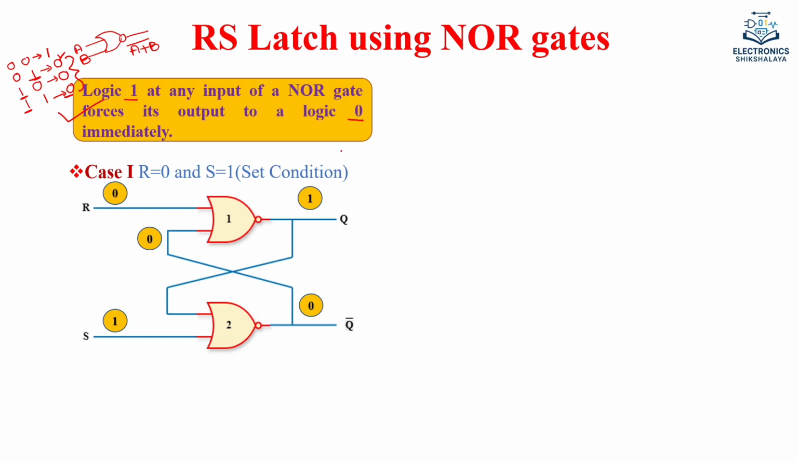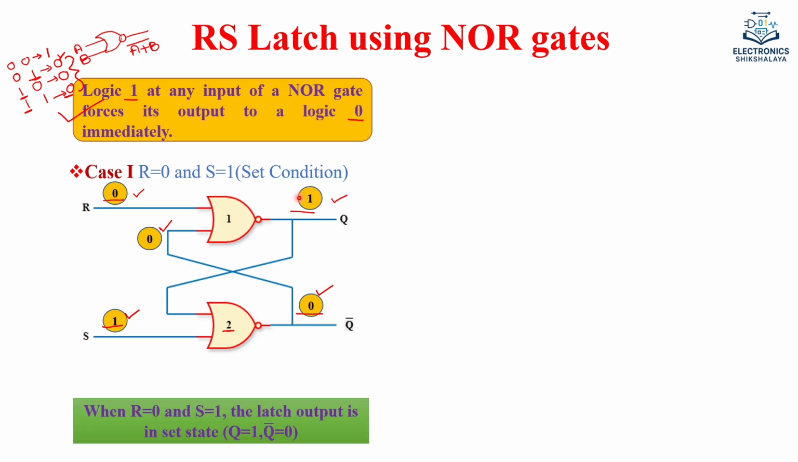So we are applying in this case R value 0 and S value equal to 1. If any input of the NOR gate is 1, and this NOR gate number 2 has the input 1, it forces the output to be 0. Then this 0 comes over here. So 0, 0, the output will be 1. This is known as the set condition. So you can see when R equal to 0 and S equal to 1, the latch output is in the set state, that is Q equal to 1 and Q bar equal to 0.